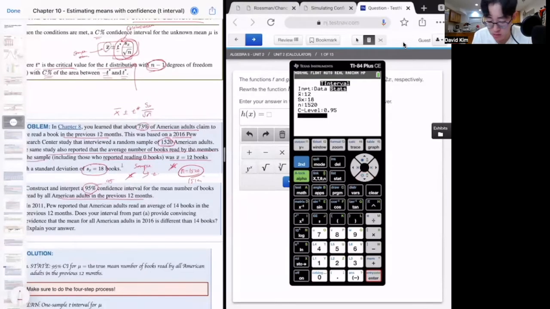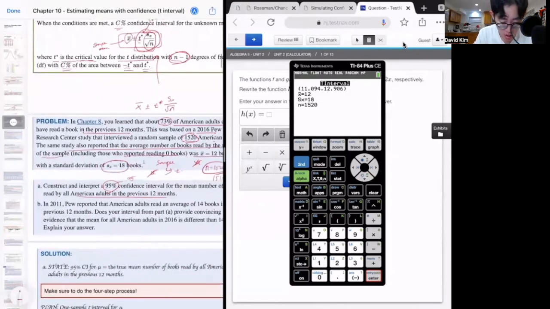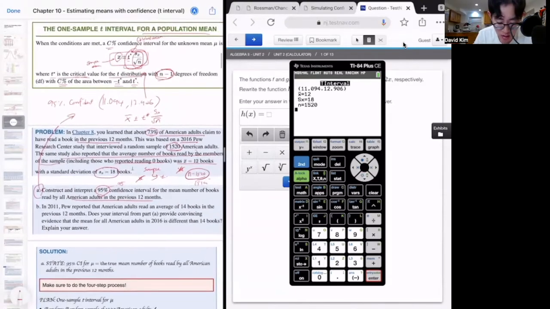And the confidence level is 0.95. When you press calculate, it's going to give you these two numbers, 11.094 and 12.906. What this means is that we are 95% confident that between 11.094 and 12.906 captures the true mean number of books that the average American adult has read in the past 12 months. And that is how you would construct and interpret the 95% confidence interval.